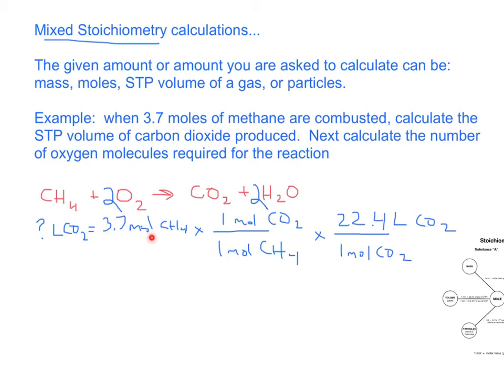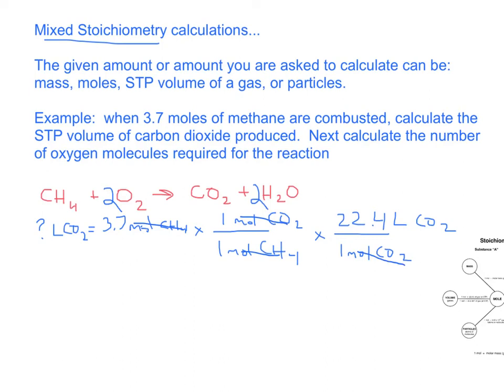I started with the given, 3.7 moles of methane, put in the conversion factor to move from moles of methane to moles of carbon dioxide, and I know it's a 1 to 1, so mathematically it's not going to do anything. But it's going to change our unit. And then we're going to get rid of the moles of CO2 by this conversion factor that equates 1 mole of a gas, carbon dioxide's a gas, to 22.4 liters when we're at standard temperature and pressure. So our units cancel. Moles of CO2 cancels. We're left with liters of carbon dioxide.